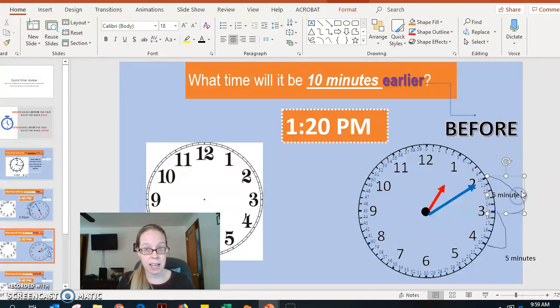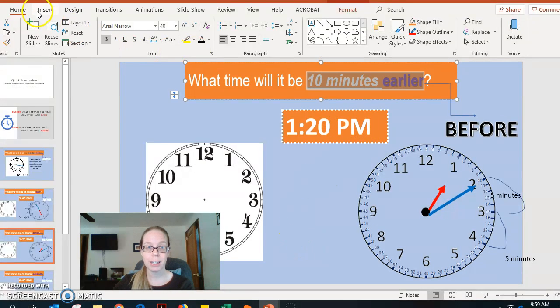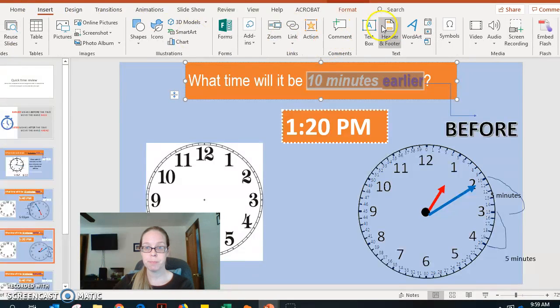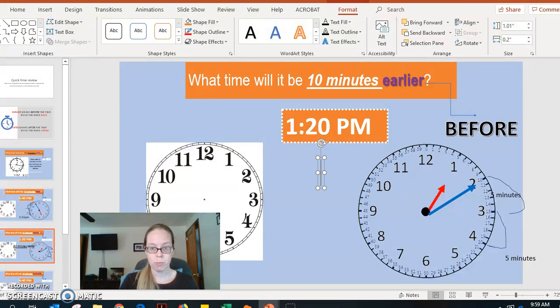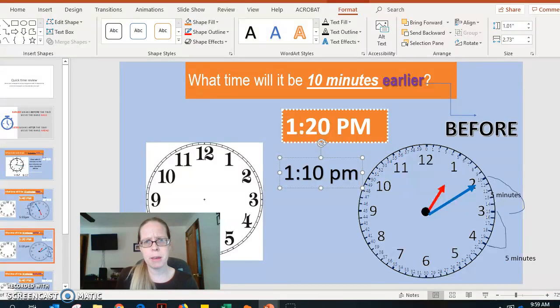So if I went back 10 minutes and my original time was 1:20, here's 1:20. If I go back 5 minutes, it's 1:15. If I go back 10 minutes, it's 1:10. So what time is it? 10 minutes earlier, it's 1:10. And in your homework, you would type out 1:10. You don't have to worry about the PMs or AMs. They're in there for you. Just type out the time.